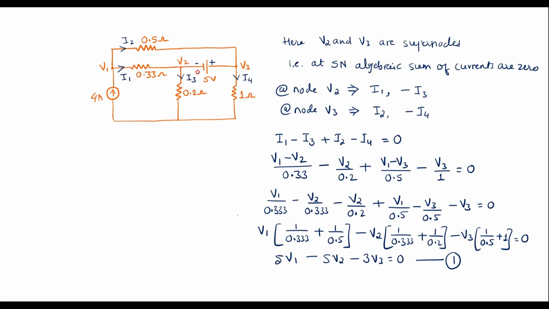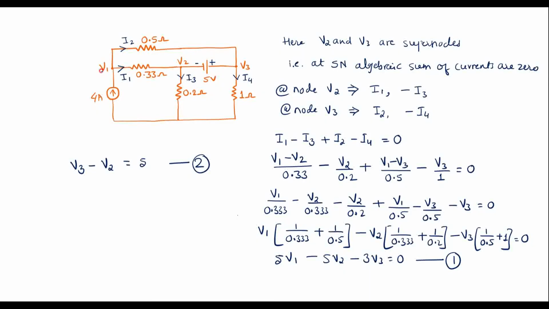Here we can observe that as V2 and V3 are supernodes, I can write plus is connected to V3, minus is connected to V2. We should write it as V3 minus V2 is equal to 5 volts. That is 5 volts. Let me call it as equation 2. Let me write only number. So now V2 and V3 are done.